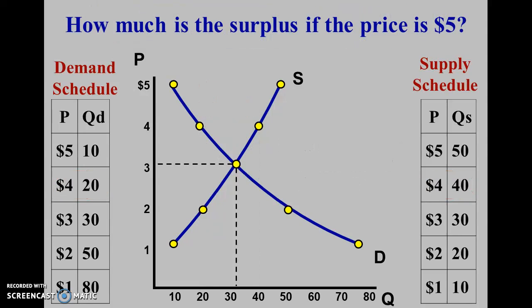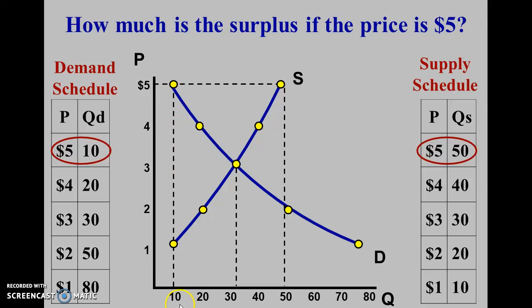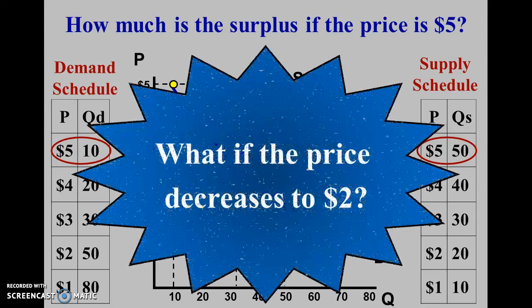How much of a surplus would there be if the price was $5? At a price of $5, our quantity demanded is 10 and quantity supplied is 50. So the surplus would be, yay, you got it, 40. Suppliers are like, whoops, we messed up, and we need to drop the price.